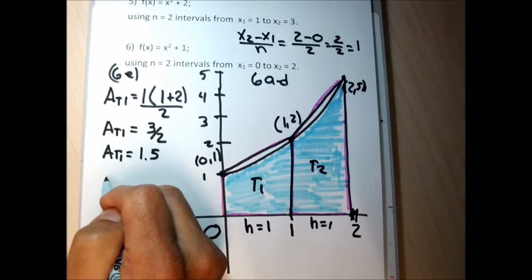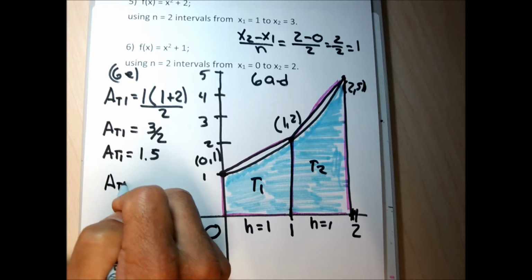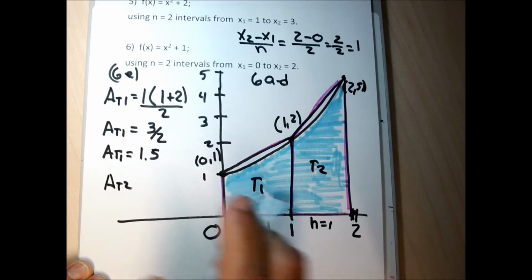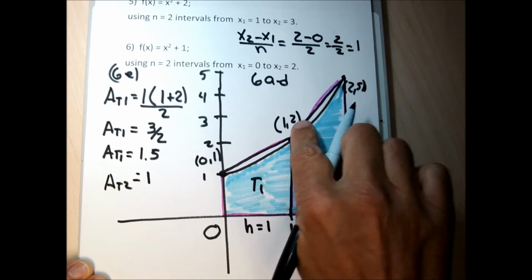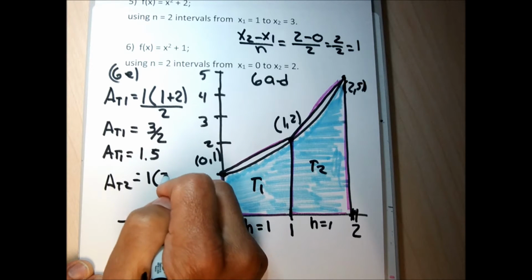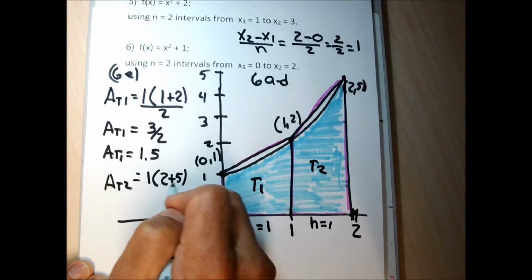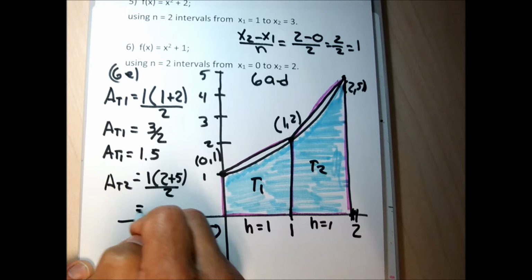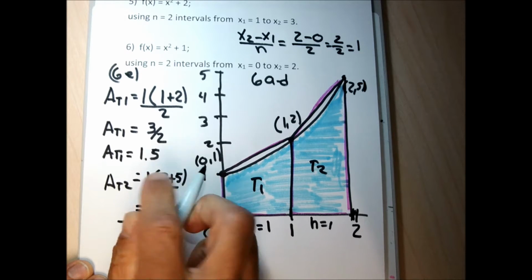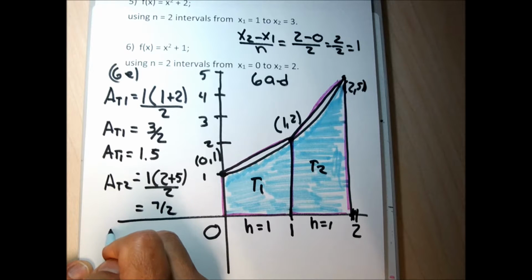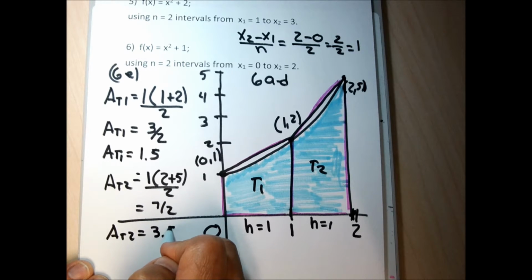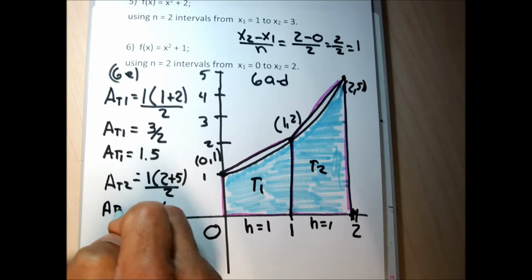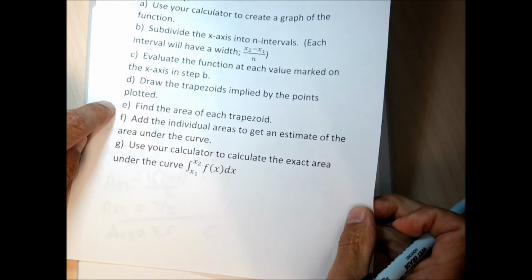Now I'm going to do the area of trapezoid 2. Trapezoid 2 has a height of 1. The base 1 is 2, base 2 is 5. This is going to equal 7 over 2 because it's 1 times 7 over 2. And the area of trapezoid 2 is going to be 3.5. So that's the end of part E. Found the area of each trapezoid.